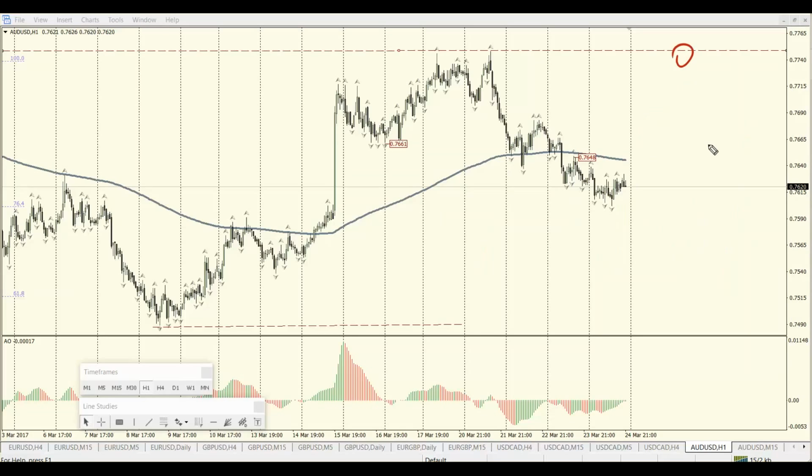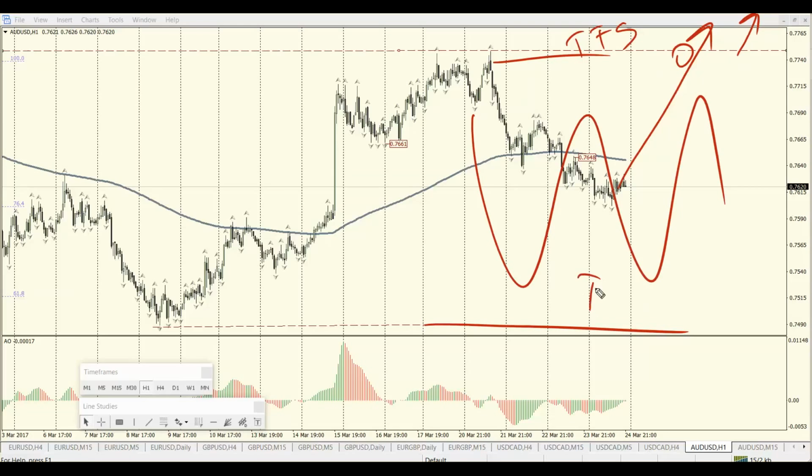If it breaks through this point, then we'll go back to the trend following system and trade up. And if it stays between those two reference points, then it's a flat zone, and I will just wait and see and do nothing.